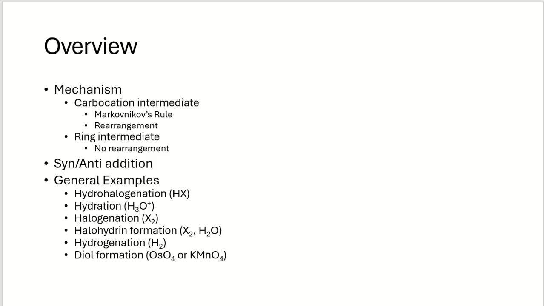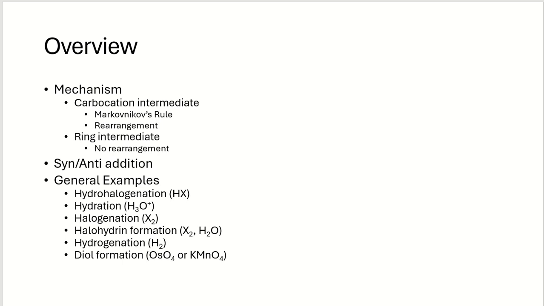So when we talk about electrophilic addition to alkenes, we first want to look at the mechanism. And there's two general mechanisms to follow. One in which we go through a carbocation intermediate, and the other in which we go through a ring intermediate. With the carbocation, we have to pay attention to Markovnikov and possible rearrangement possibilities, whereas with the ring intermediate, there is no rearrangement, and there's really only one scenario that involves the Markovnikov, anti-Markovnikov sort of scenarios.